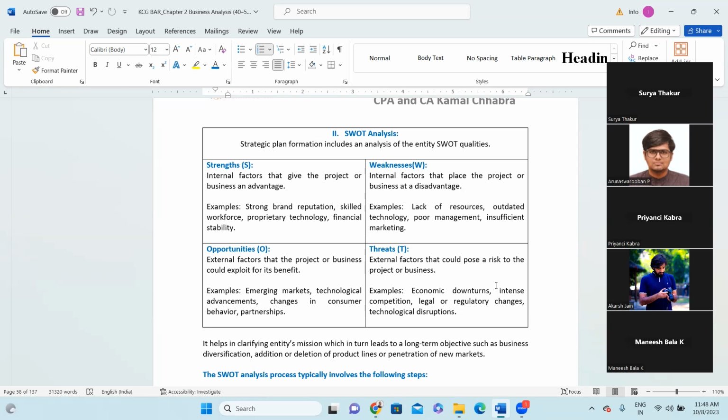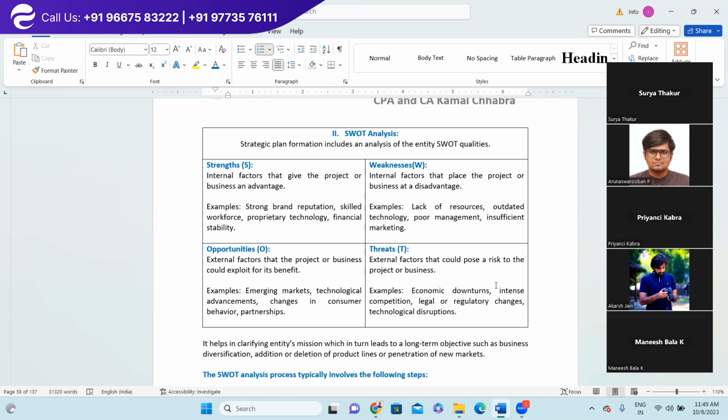Outdated technology, for example, like Nokia, Fujifilm, Kodak cameras. They all have almost shut down because they have not upgraded themselves for the technology. Poor management. These days you might be hearing Byju's as an example, right? Poor corporate governance and poor management resulted in the complete fall of Byju's. Insufficient marketing. If you are not doing the sufficient marketing which is required, then also it's your weakness. You are not able to capture the market.